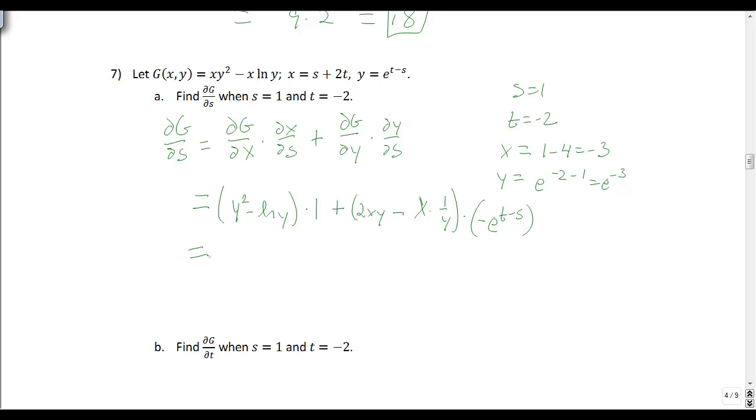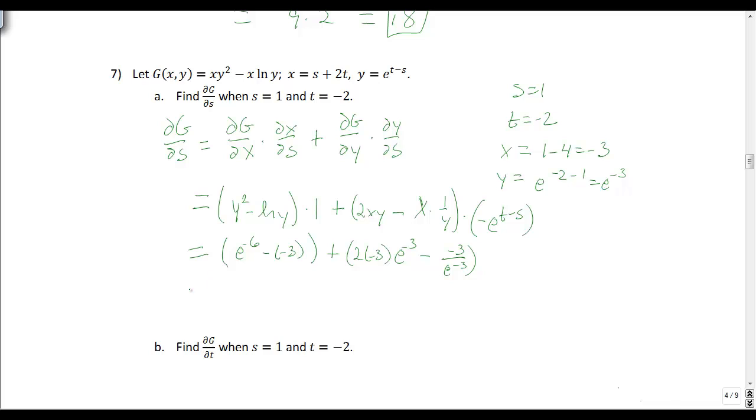Okay. So now when we plug these values for s, t, x, and y in, what I get is y squared, that's e to the negative 6. That's going to double the exponent to square. Minus natural log of y. Well, natural log of e to the negative 3 is just negative 3. So minus negative 3 times 1 doesn't change anything. Plus 2xy. So that's 2 times negative 3 times e to the negative 3. Minus, this is really x over y. So this is negative 3 over e to the negative 3.